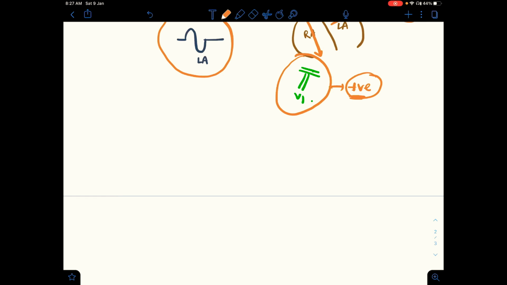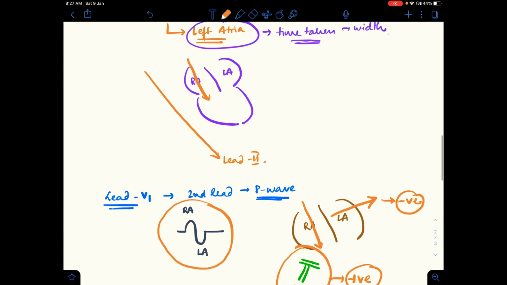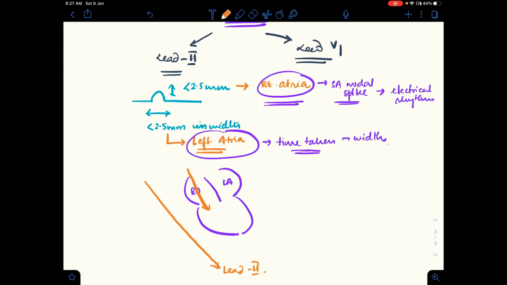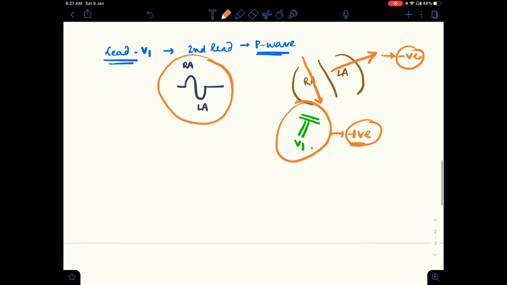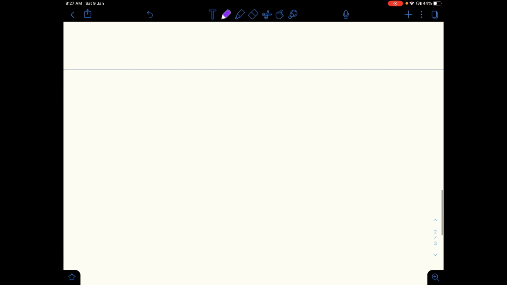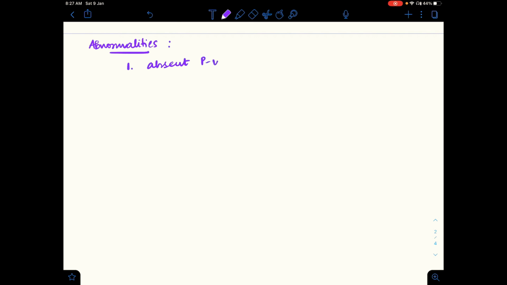Now these are the normal things that we can see in a normal ECG. The normal P wave in lead 2 is like this, and in lead V1 it is biphasic. Now what are the abnormalities that we can see in the P wave? The P wave can be absent. The causes being: first, junctional rhythm.